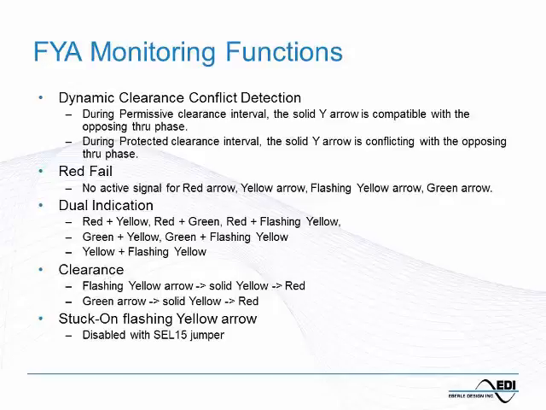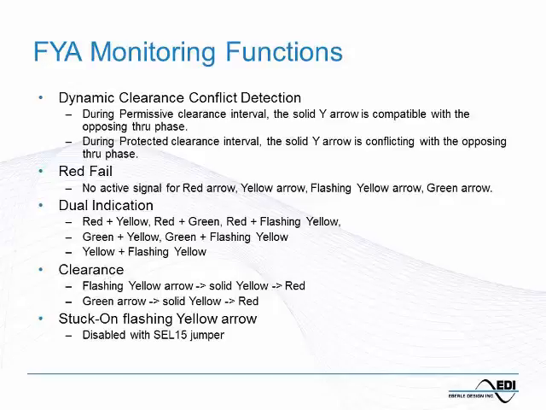Right? So in this case, what this has to do with is whether the solid yellow arrow, when we clear either the protected or the permissive turn, is it going to be conflicting or permissive with the opposing through phase. So when we're driving the flashing yellow arrow, when we clear it, we go to the solid yellow arrow. That solid yellow arrow is permissive with the opposing through phase. So that's where we had to clip the diode 1 and 2, for example.